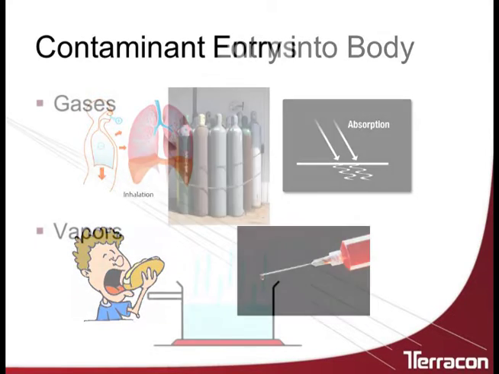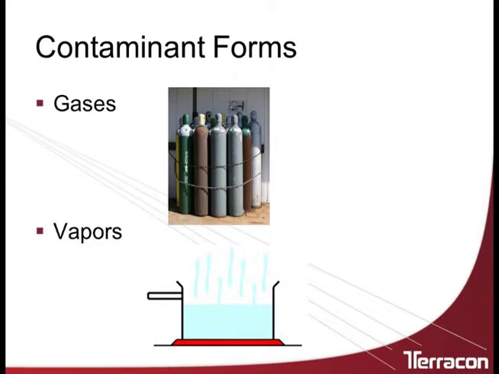And then we need to take a look at the contaminant forms. Are we dealing with a gas? A gas typically is a gas at room temperature. It fills the space equally. Okay? Or are we dealing with vapors? Vapors typically are a gaseous state of a liquid at room temperature that are given off.